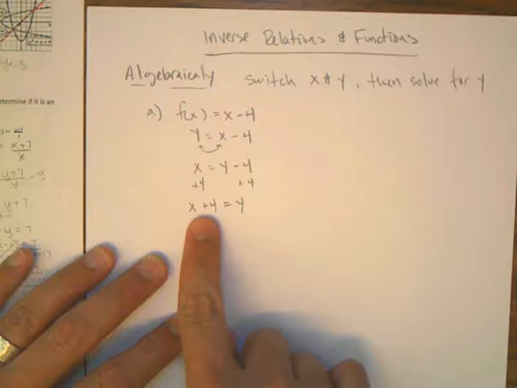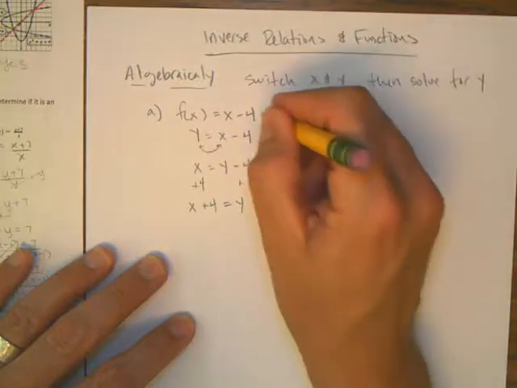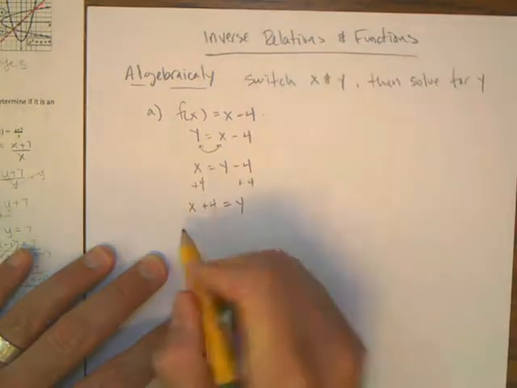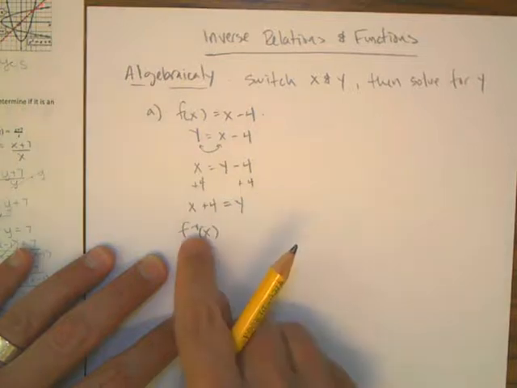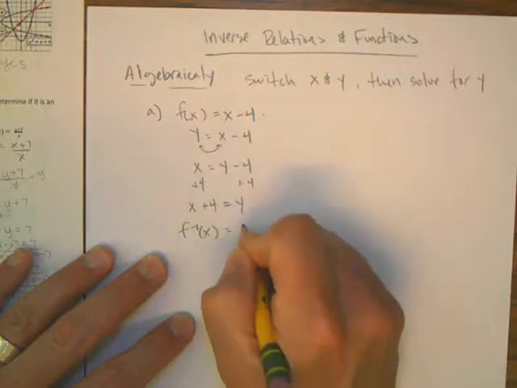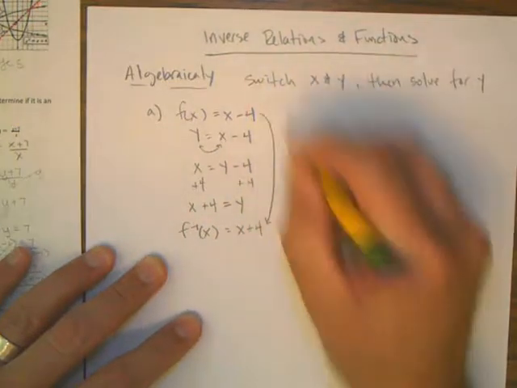This is our new equation, and in order to show that it is an inverse of this f, we would write f inverse of x, that's a tiny little negative 1 there, it's not an exponent, and write our new function, x plus 4. So these two algebraically are inverses.